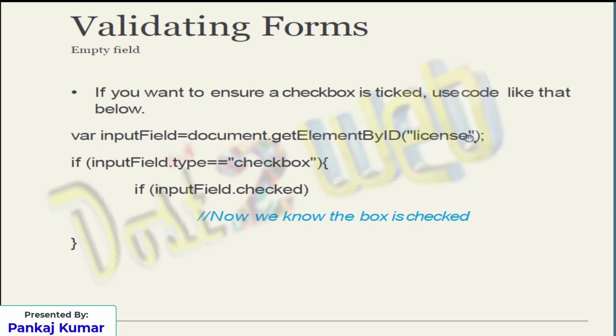Whatever ID you have defined, take that ID and use input field dot type, because what is the type? The type is checkbox, right? Then, if input field dot checked, that tells you whether your input field is checked or not. If it is checked, you further process the functionality. If it is not checked, you give an alert or whatever you want. You can write the code accordingly. This is another validation, for the checkbox.